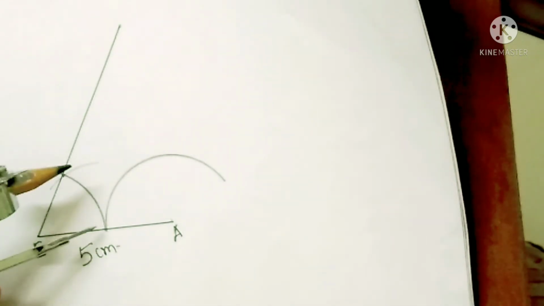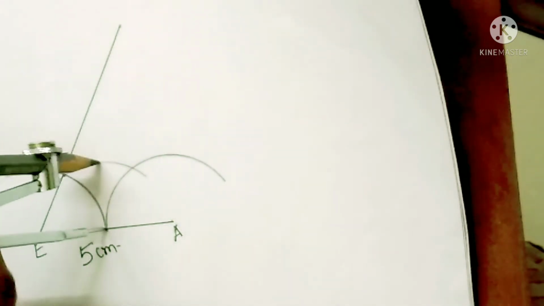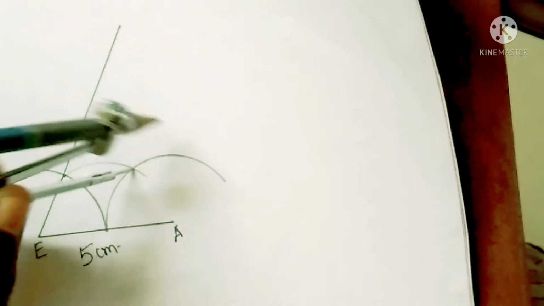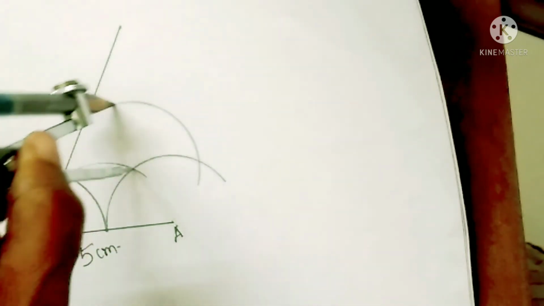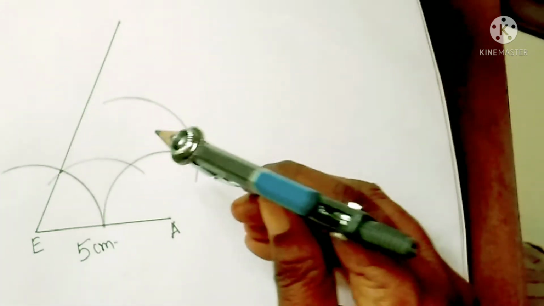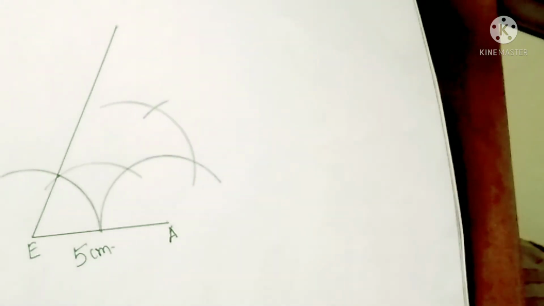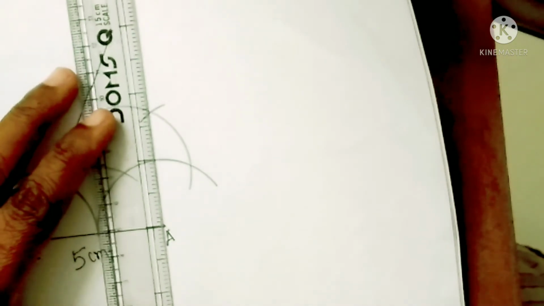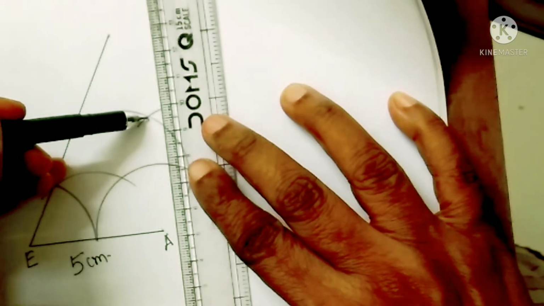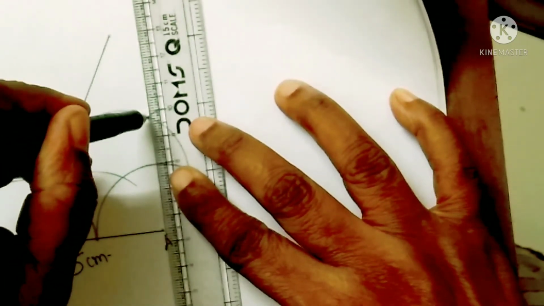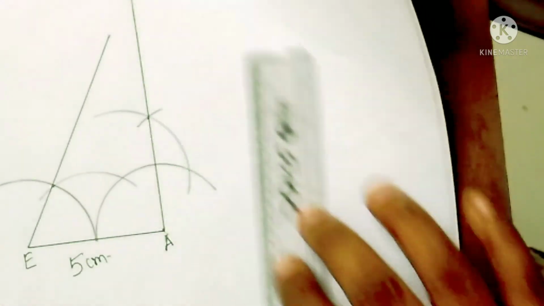Same distance to keep and take from here wherever the arc met. So once to draw, second arc should be drawn little longer. See, longer one. Again the same distance from this point wherever the arcs met and join it. So you get how many degrees? 90 degree. So this point to join to A. So you got 90 degree.